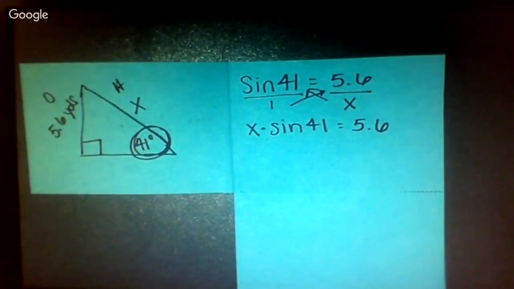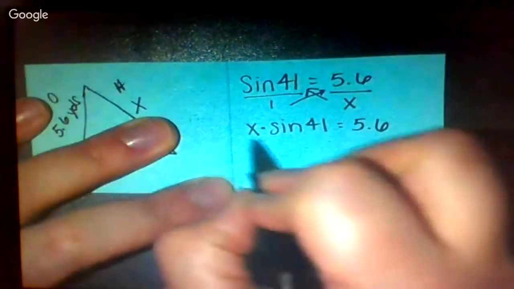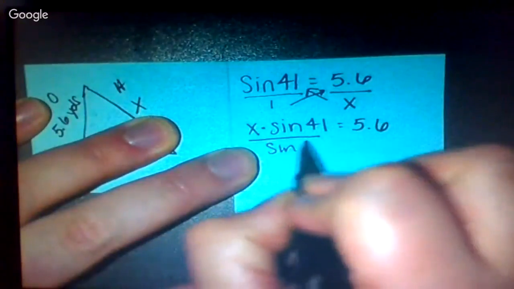Okay, my goal is to get X by itself. So if I have X times the sine of 41, how do I get rid of the sine of 41? We divide. Divided by the sine of 41.